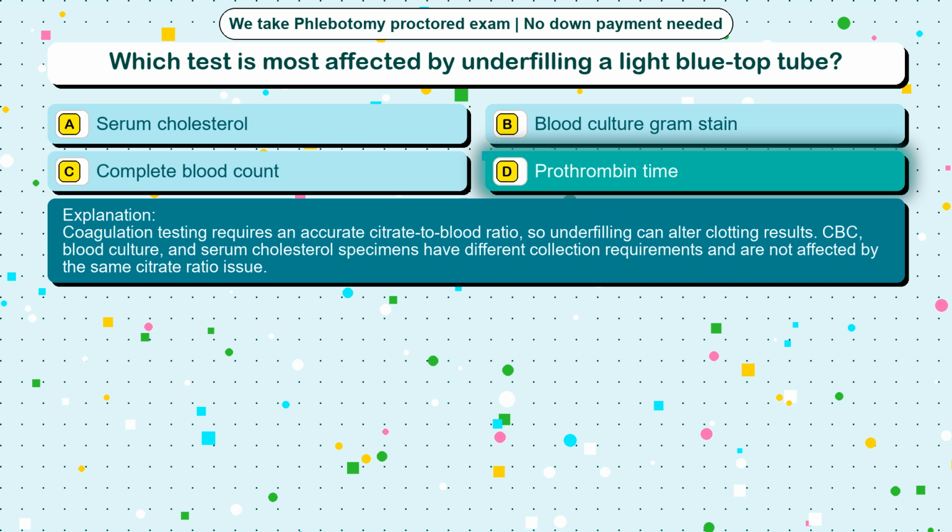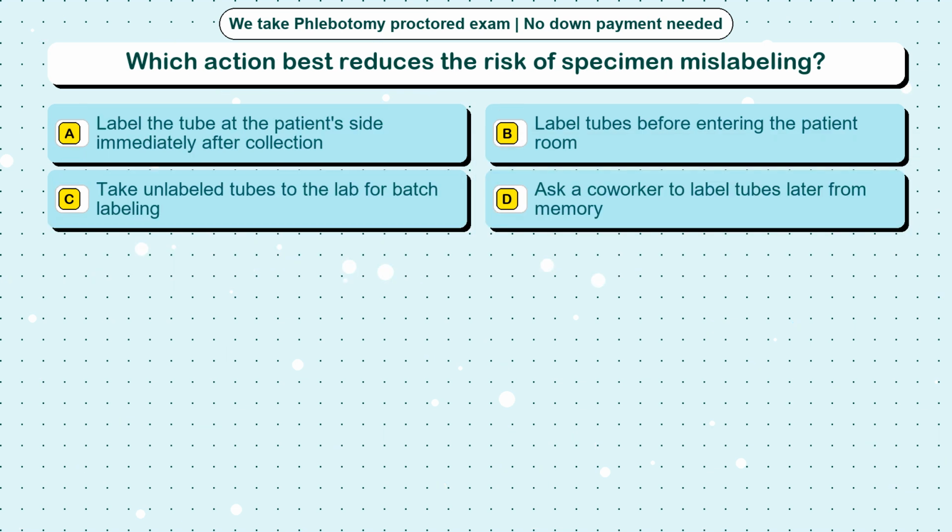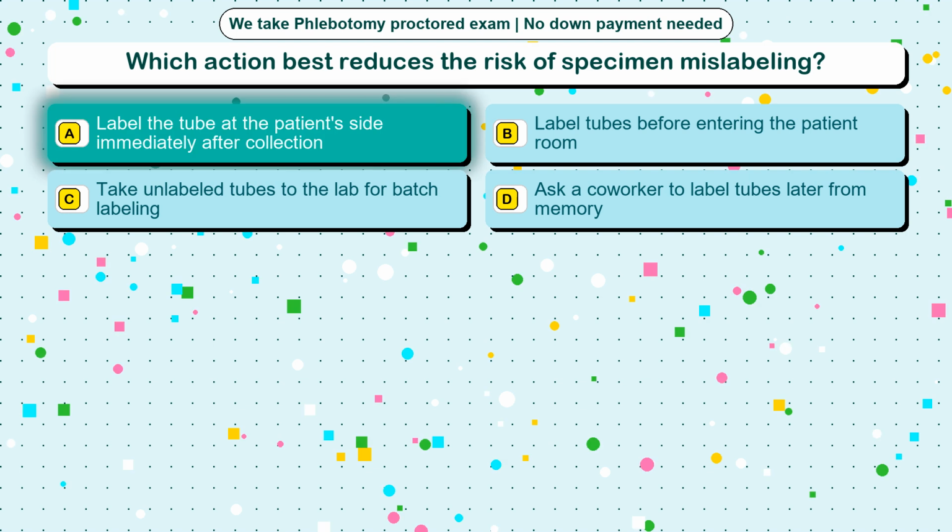Question 45. Which action best reduces the risk of specimen mislabeling? Option A. Label the tube at the patient's side immediately after collection. Option B. Label tubes before entering the patient room. Option C. Take unlabeled tubes to the lab for batch labeling. Option D. Ask a coworker to label tubes later from memory. The correct answer is option A.